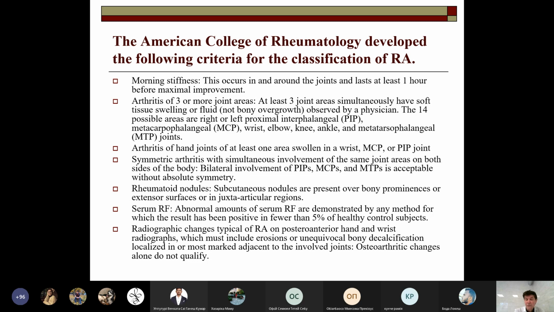So arthritis of 3 or more joint areas can be considered one of the major criteria of rheumatoid arthritis, especially when we have clear proof of tissue swelling or fluid accumulation.